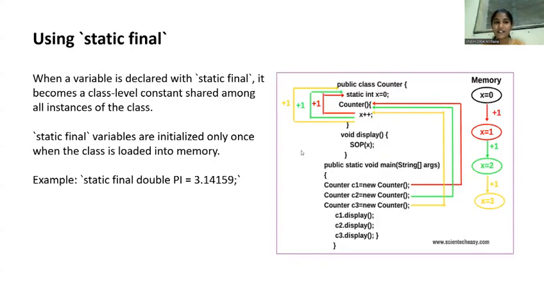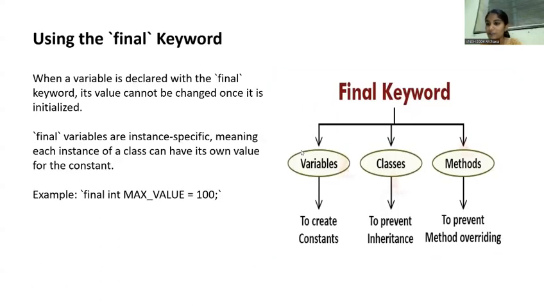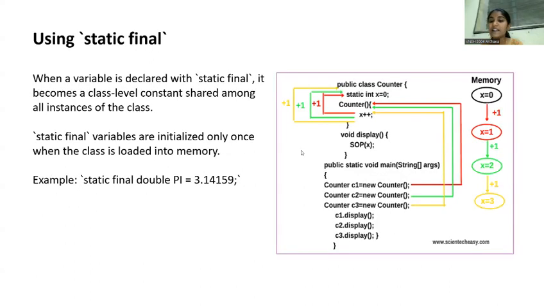And next is the static final keyword. It's similar to the final keyword, but here we use static. Static means there is no need to create an object. If we use static final for variables, no problem. We can directly access that value. If we use static final for classes, first of all, if we use final, we can prevent inheritance. If we use static, then there is no need to create an object for that class.